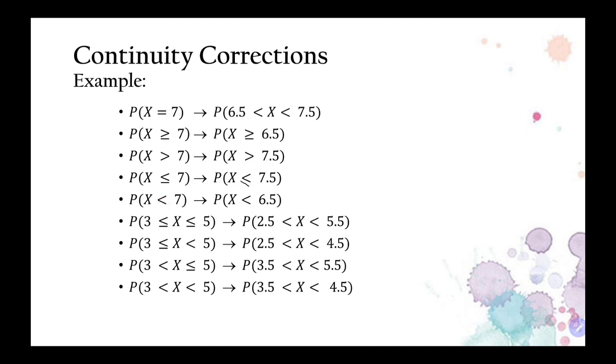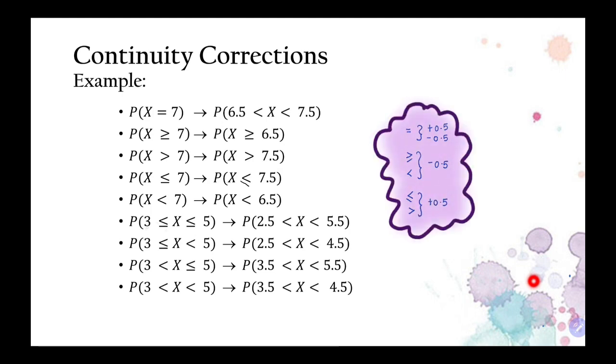So we can conclude here, if we see an equal sign, we plus 0.5 and minus 0.5. And if we have the sign greater than or equal, and less than, this sign, we minus 0.5. And if we have the symbol less than or equal, or greater than, this one, we plus 0.5.